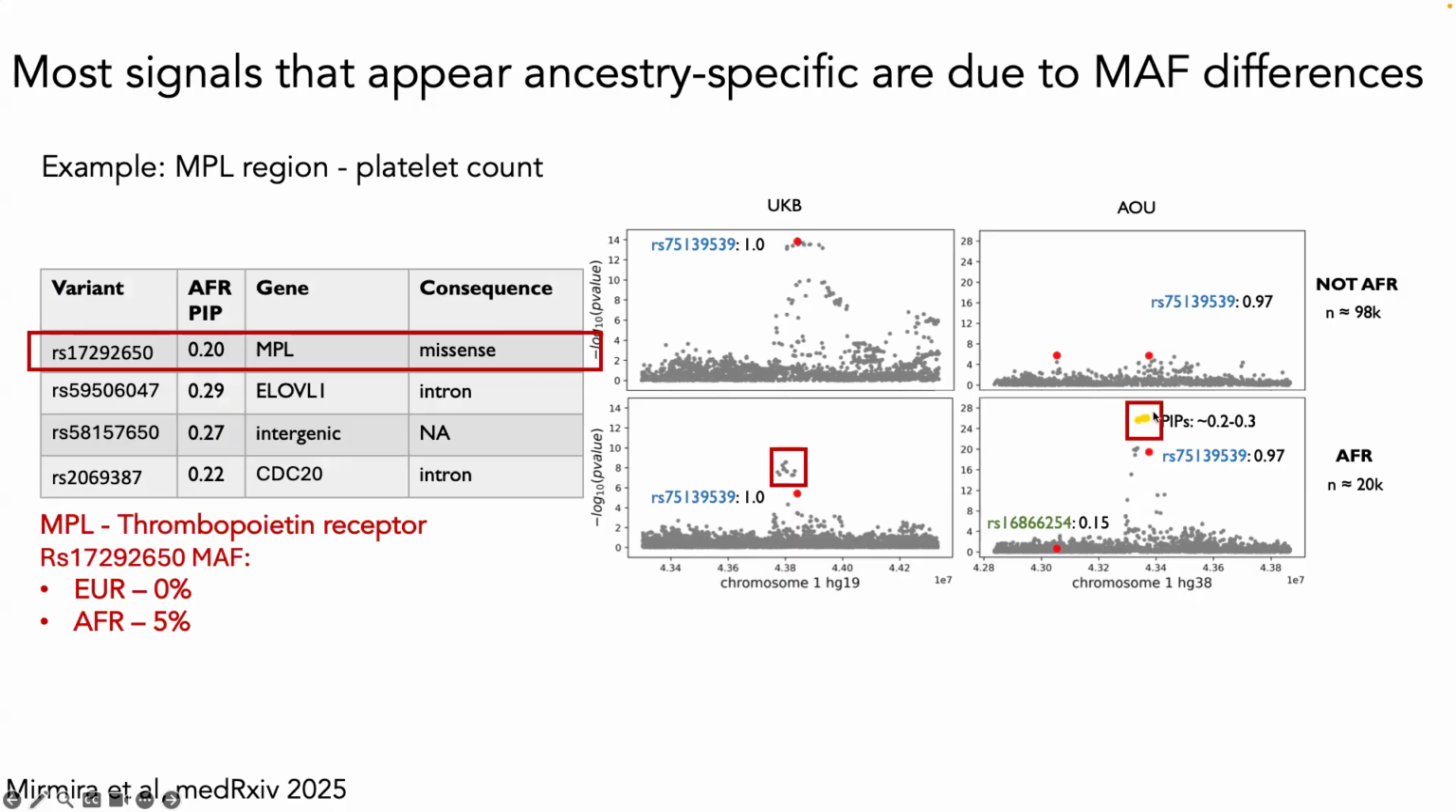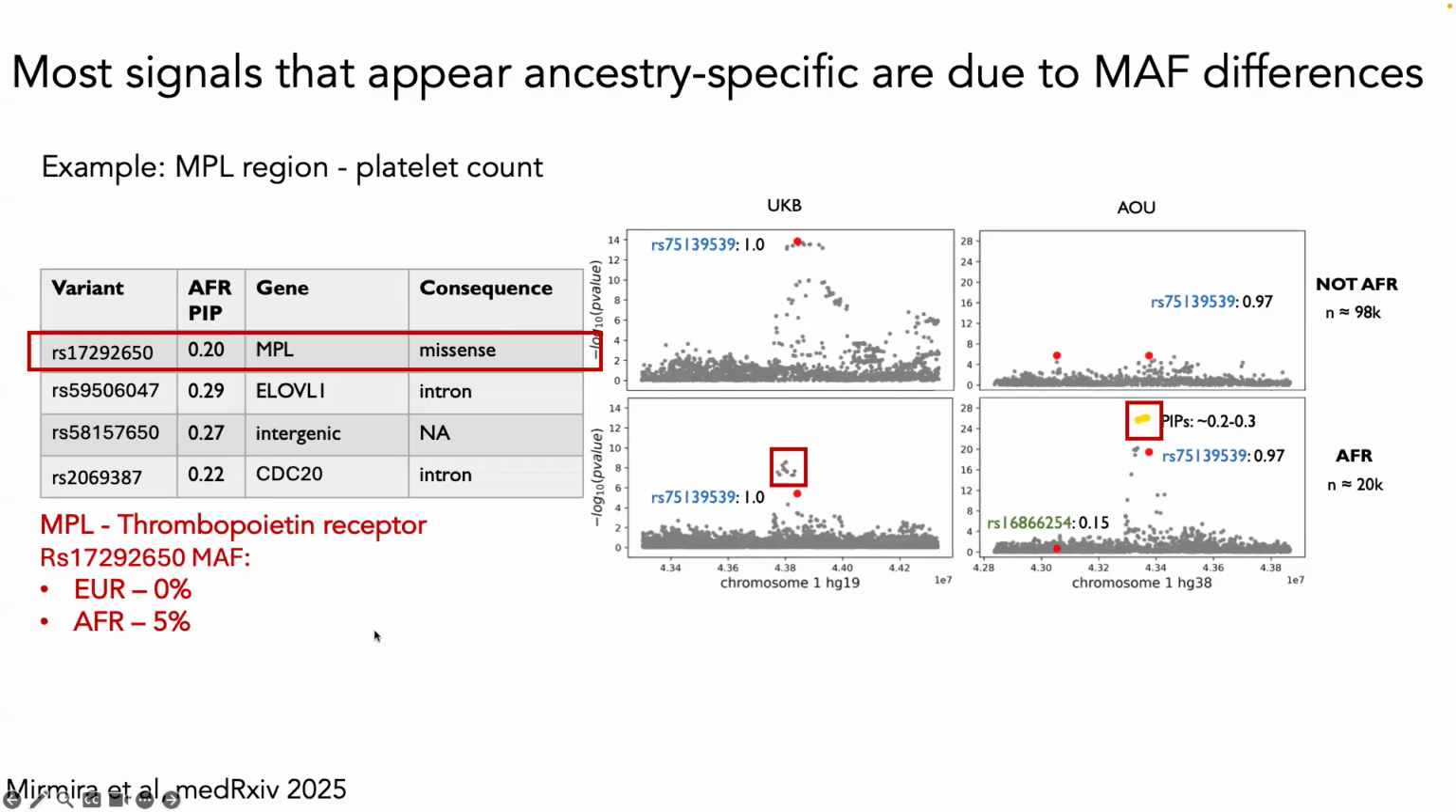When we zoom in on this set of variants that was ranked highly by PipSort in All of Us, it's these 4 variants here. One of those is a known causal missense variant in this gene MPL, which is a known receptor that's relevant for platelet count. This was a cool example. We found this known causal variant.